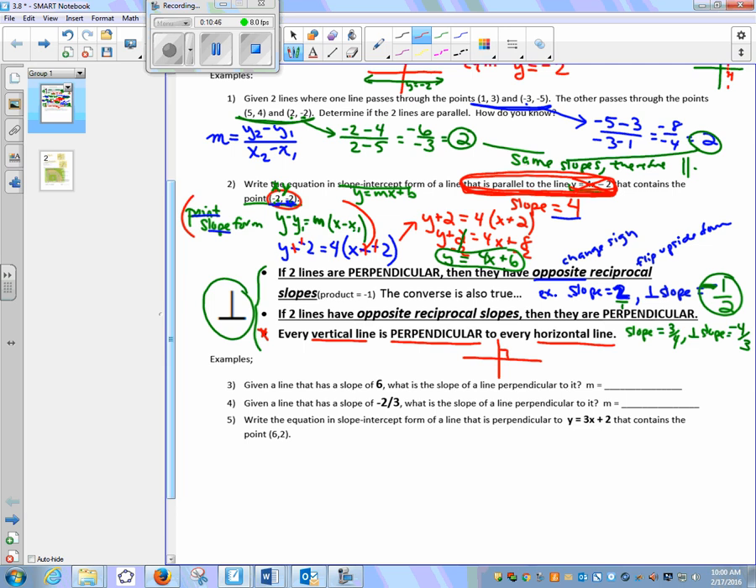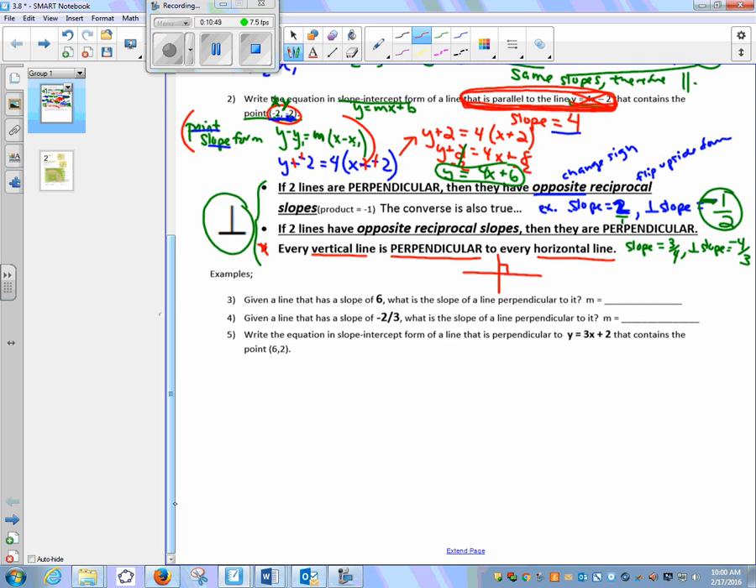Okay, so given a line that has a slope of 6, what is the slope of a line perpendicular to it? You guys try that. If the slope of the original line is 6, you want the opposite reciprocal of 6. Fill that in. Okay, did you do it? You should have gotten -1/6.